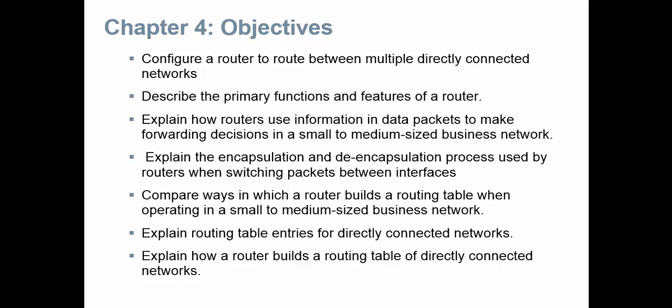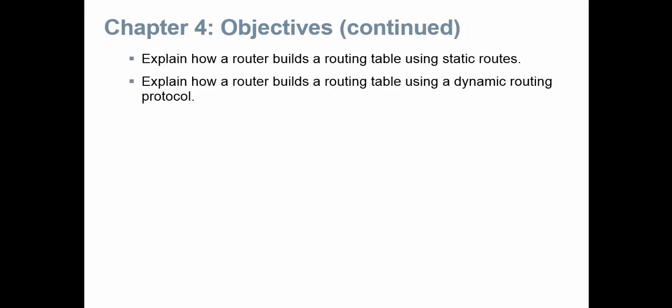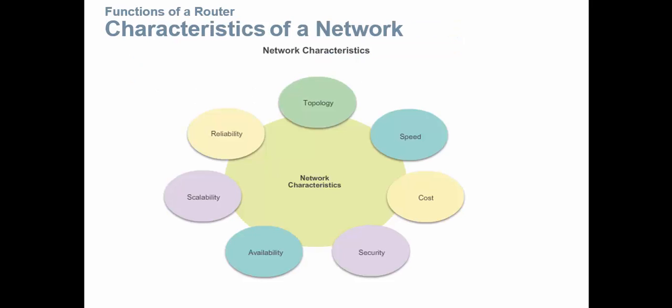We're going to explain routing table entries for directly connected networks. Those are the ones who are plugged directly into your routers. And explain how a router builds a routing table of directly connected networks. We'll also explain how a router builds a routing table using static routes and how it builds a routing table using dynamic routing protocols. Let's begin by looking at the characteristics of a network.